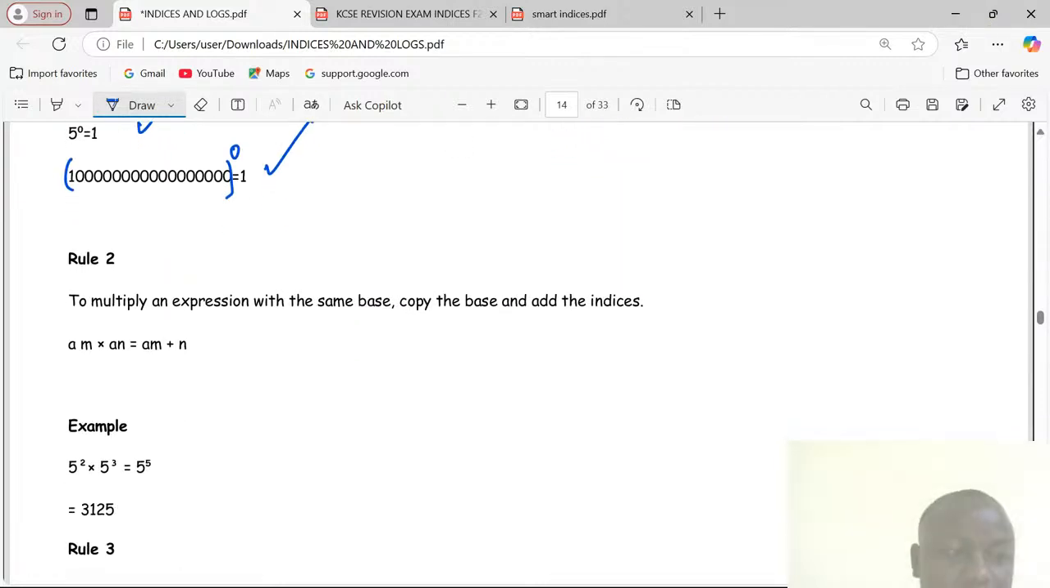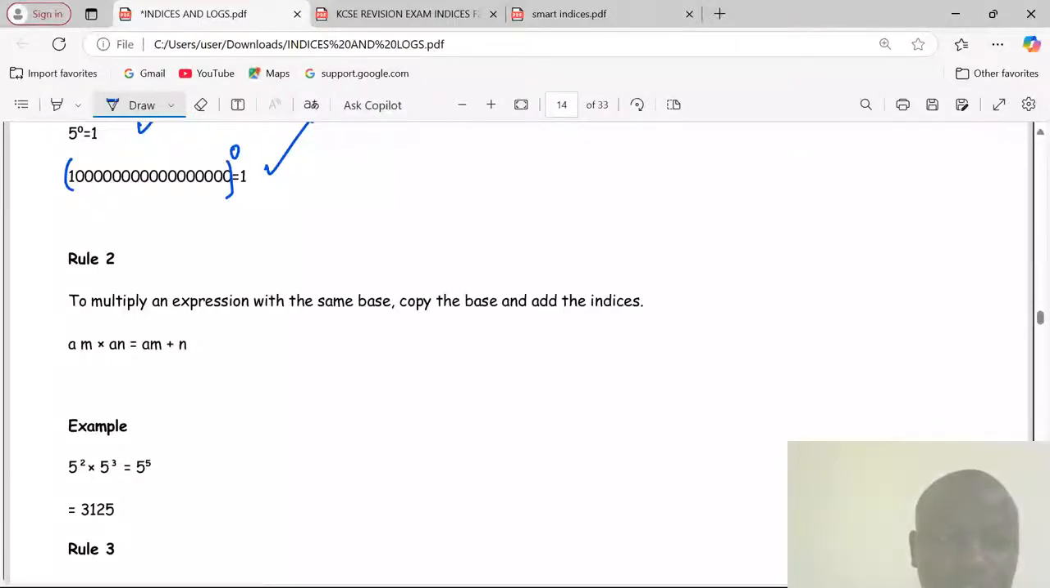So we proceed. That is the first law. Anytime you see a number which has been raised to power 0, then the equivalence is going to be 1.